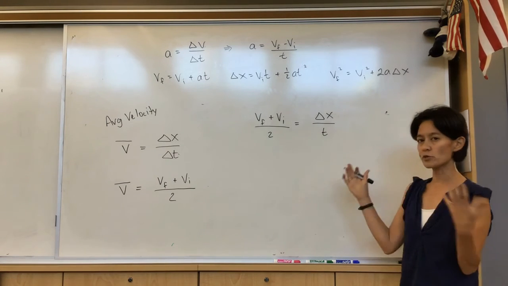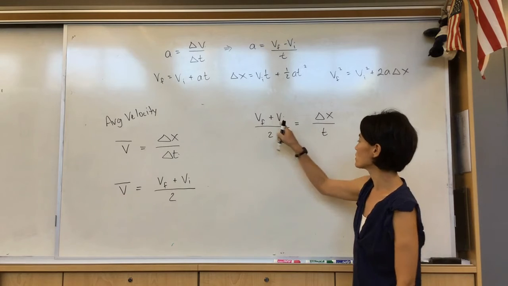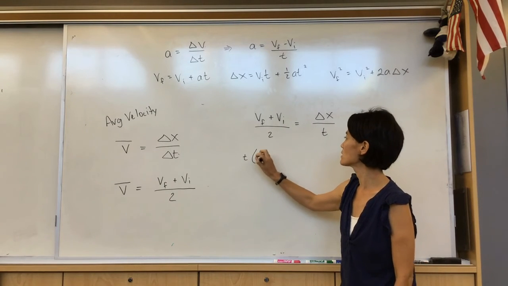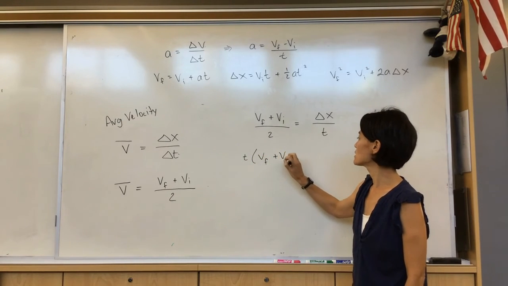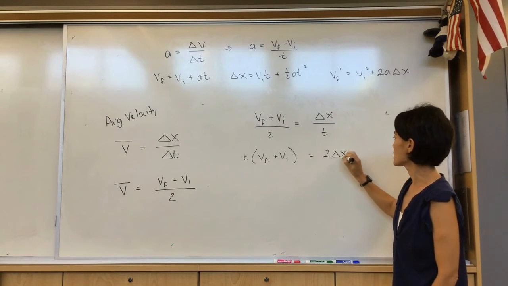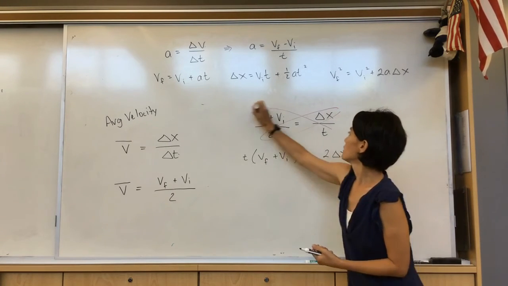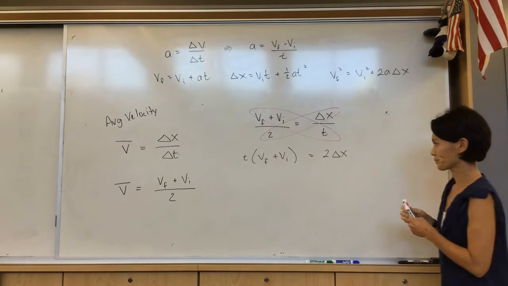So I'm just going to cross multiply and get things on one level here. So I'm going to bring my t over here and say t is equal to v final plus v initial, and then 2 times delta x. So again, all I've done is cross multiply those things.